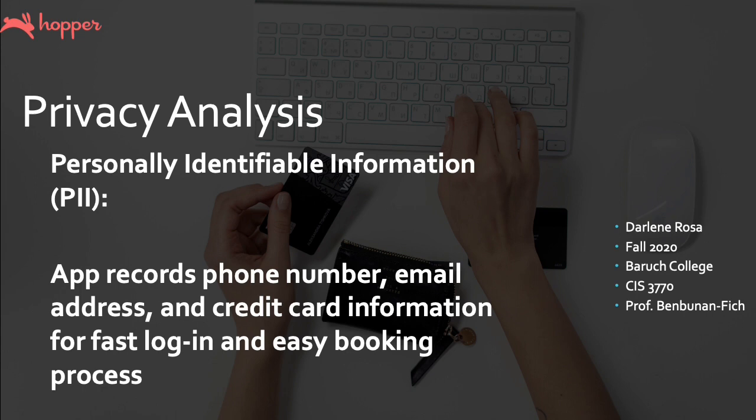Privacy analysis. The Hopper app does record some personally identifiable information of the user, such as their phone number, email address, and credit card information, which is assumed to be used for fast login and easy booking process. This is discussed a bit further in the privacy policy.